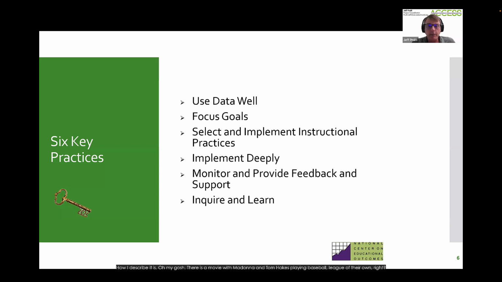How I describe it is, oh my gosh, there is a movie with Madonna and Tom Hanks playing baseball, A League of Their Own, right? There is a scene where Tom Hanks says, there's no crying in baseball. Well, there's no feeling in IEP. We don't put anything in the IEP unless we have data to back it up. When we talk about data, we're talking about objective, observable data. If we don't have data to back it up, it becomes subjective. It becomes feels. So there's no feels in an IEP.